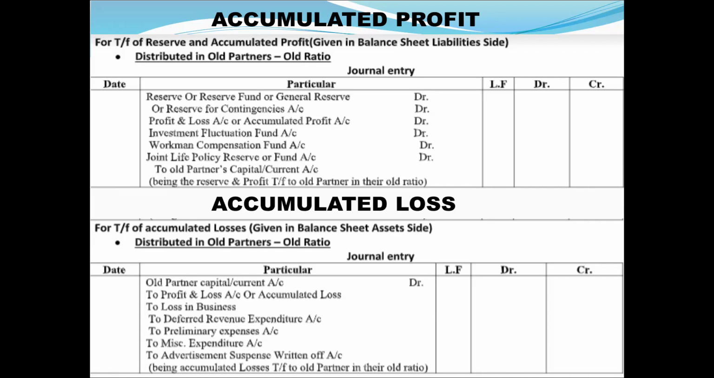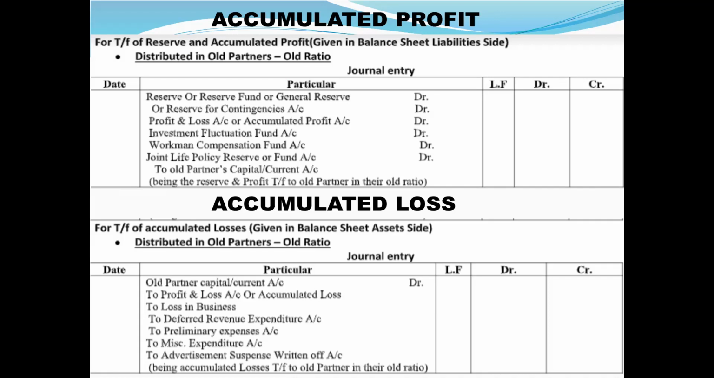For transfer of accumulated loss, it is given on the balance sheet asset side. Dividend is a liability, so accumulated profit is a liability. Accumulated loss is an asset, because this loss is going to be borne by the partners. What entry will come? It is just the reverse of accumulated profit: old partners' capital account debit to profit and loss, accumulated loss, loss in business.